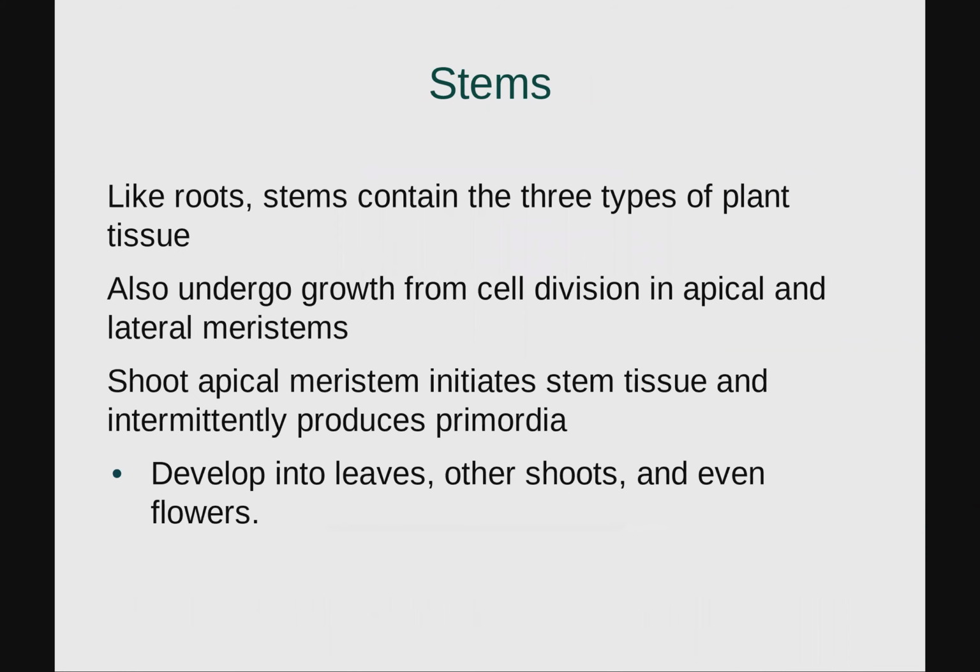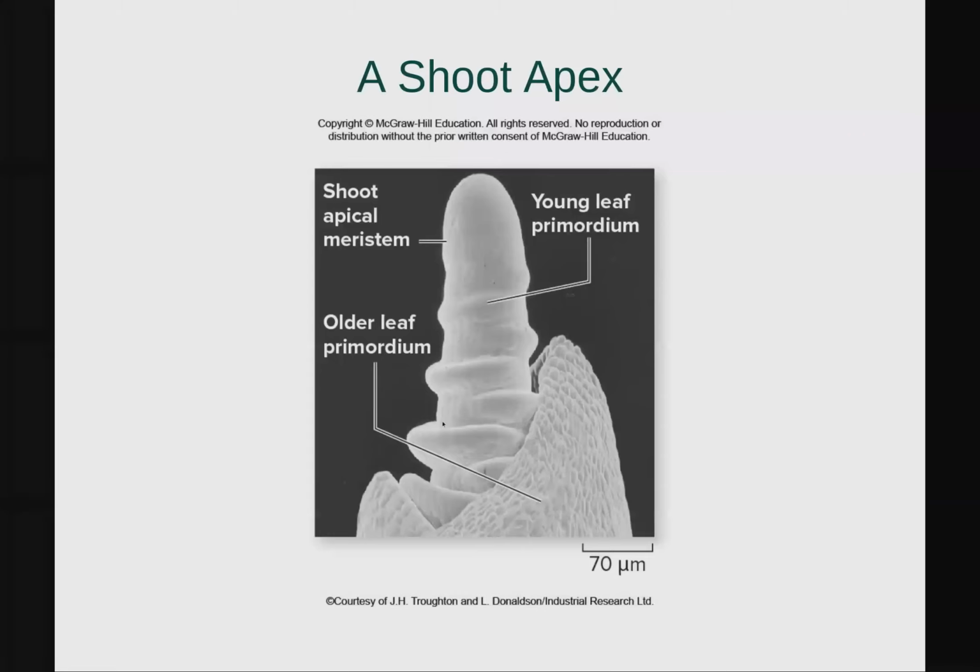Now, stems contain three types of plant tissue, as we discussed, and they also undergo growth from cellular division in their apical as well as the lateral meristems. And these shoot apical meristems initiate stem tissue, producing what we call primordia, which develop into leaves, shoots, and flowers. So again, just to show what we have, the apical meristem here, young leaf primordia, i.e. living tissue of the plant, and then we have the older leaf primordia, essentially, as we've discussed, protecting the young tissue.